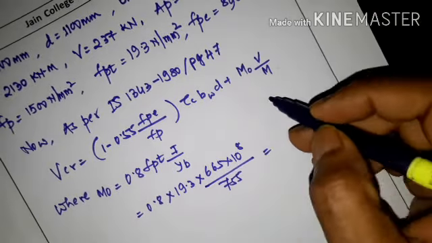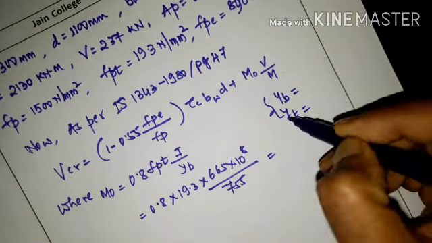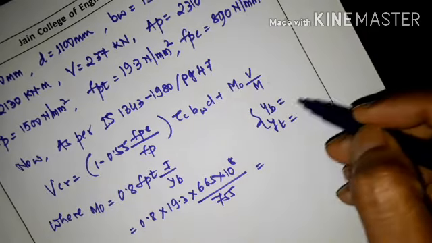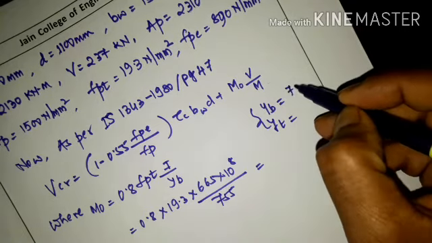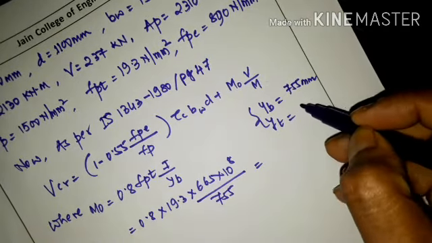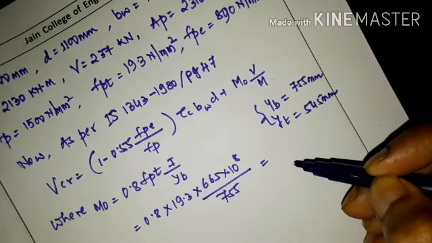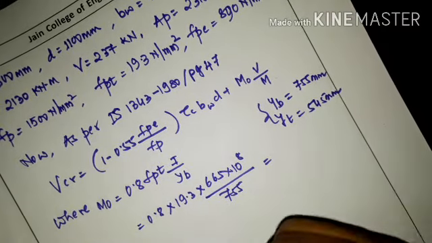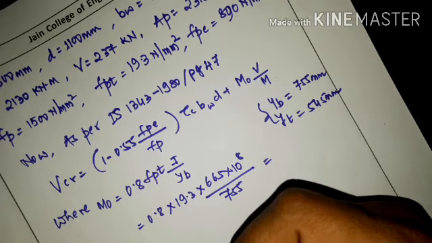So we can see that YB and YT are given in the problem itself. YB is given as 755 mm, which I have also shown in the sketch, and YT is 545 mm. Even the moment of inertia is also given.